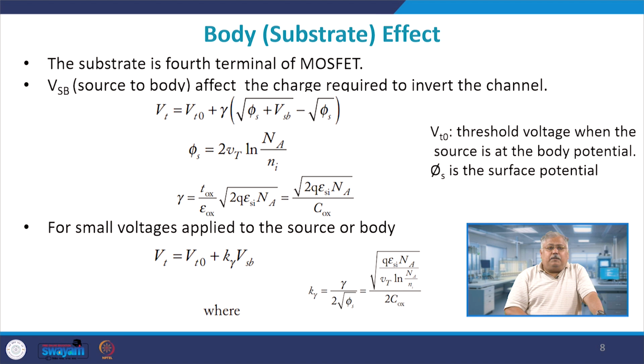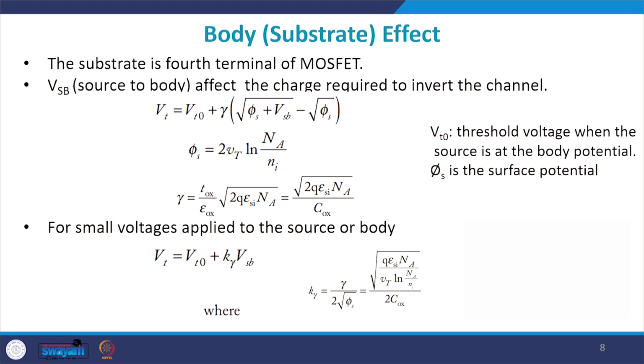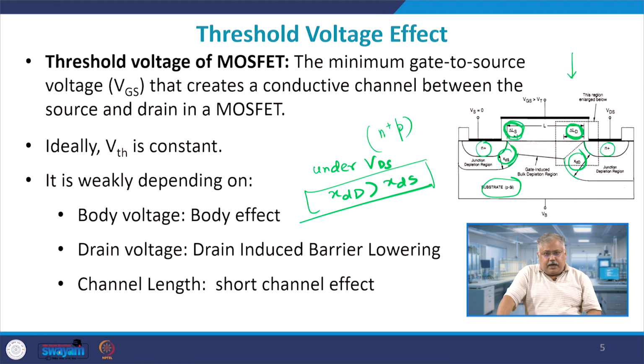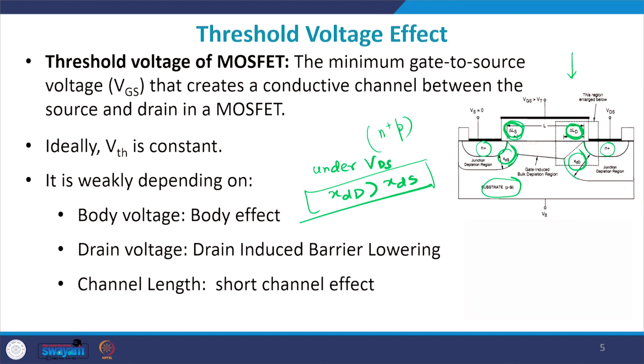Now let me come to the body or substrate effect. So we have understood the other effects, let me come to that. As I discussed with you, the substrate is considered to be the fourth terminal of MOSFET. So you have source, drain and gate as the three terminals, but substrate is also the fourth terminal, and the reason is very simple: if you apply a bias on the substrate side, let us see what happens. Let me show you the diagram here.